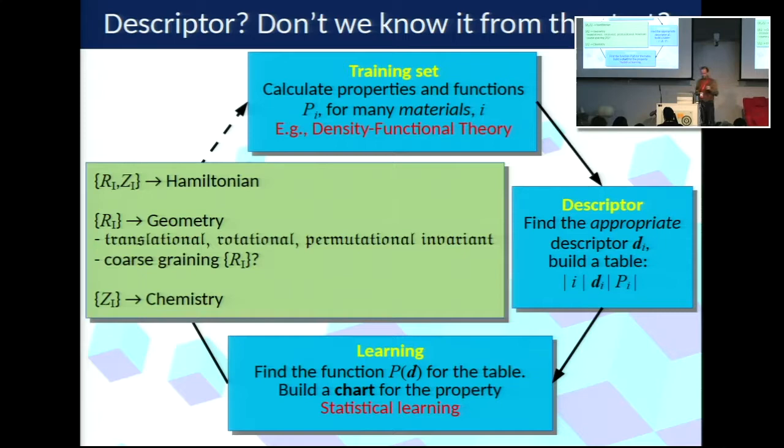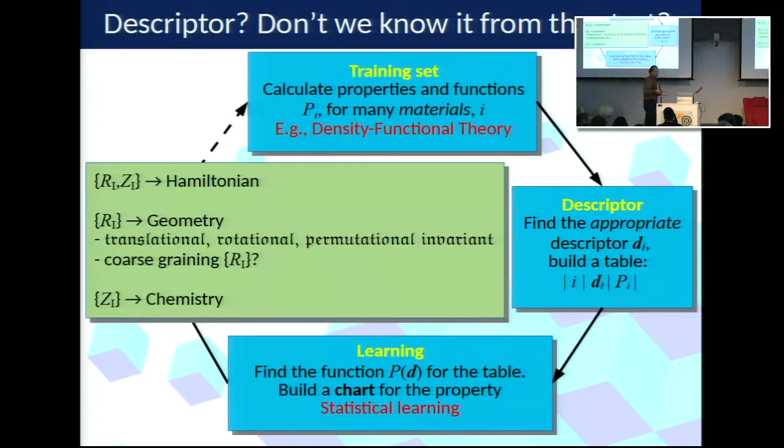Again, when we started the project, we were paired with some computer scientists and mathematicians. At some point, they were a bit puzzled by the fact that we want to do machine learning in material science, because they said we are lazy. We know everything. We know how to write the Hamiltonian. We know how to solve it to some extent. Why do we need machine learning?